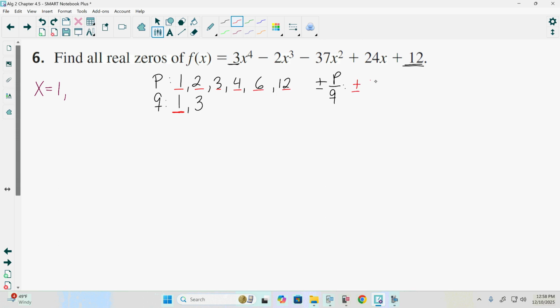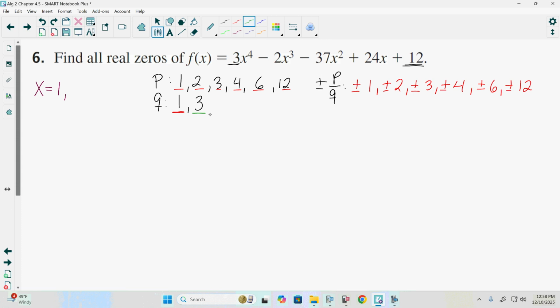Well, when we divide anything by 1, we get that number back. So 1 over 1 is just 1, 2 over 1 is 2, 3 over 1 is 3, 4 over 1 is 4, 6 over 1 is 6, 12 over 1 is 12. So really we can say we're going to list all of those p-values back with plus and minus.